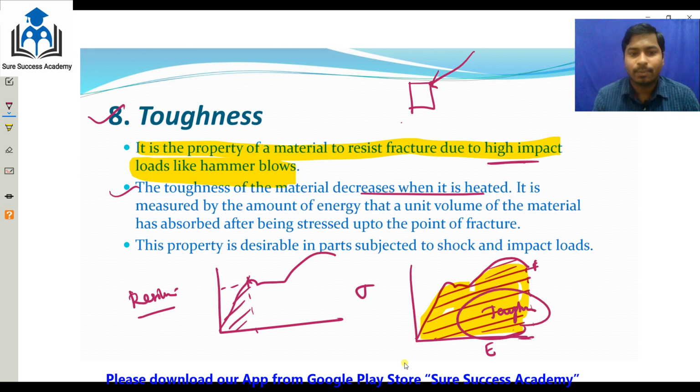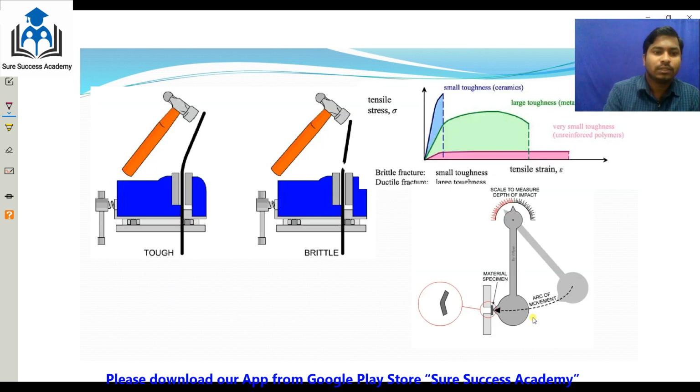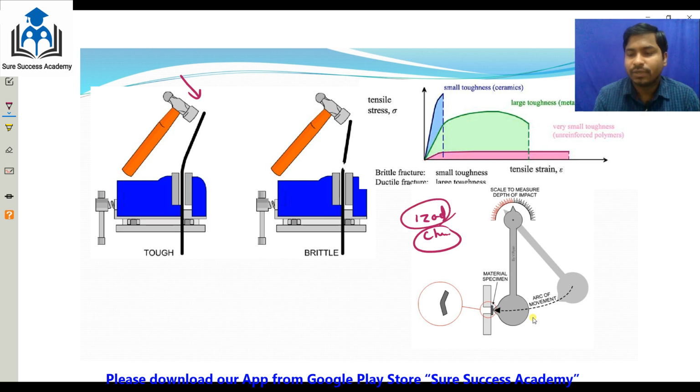It is the property of materials to resist fracture due to high impact load, like a hammer blow, that is called toughness. See, this is a hammer, the metal is bending but it is not failing. We use the Izod test and Charpy test. The Izod and Charpy tests are used to measure the toughness of materials.